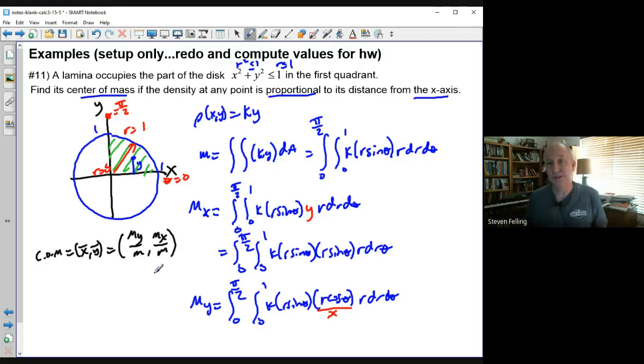Okay, let's do the next one. So that's the setup. Try that setup again, right? And then do the integrals for homework.